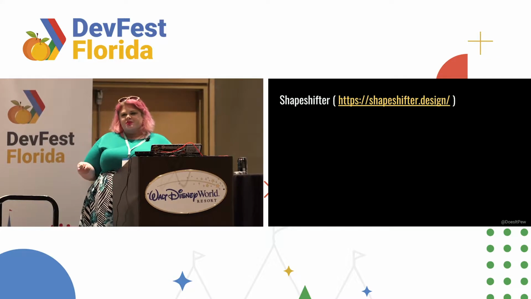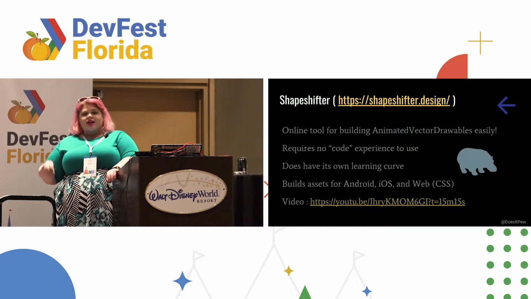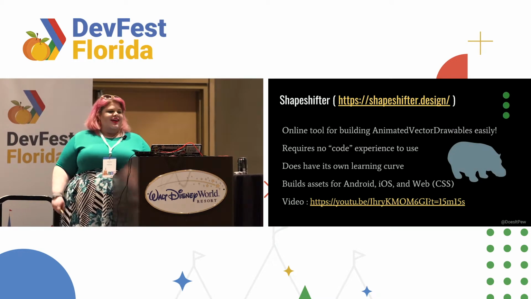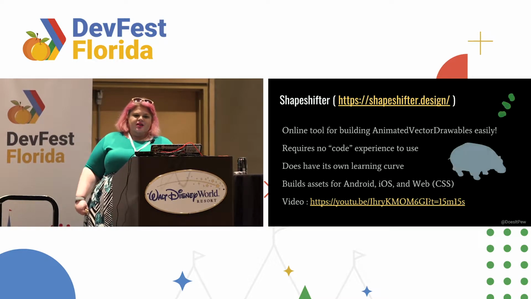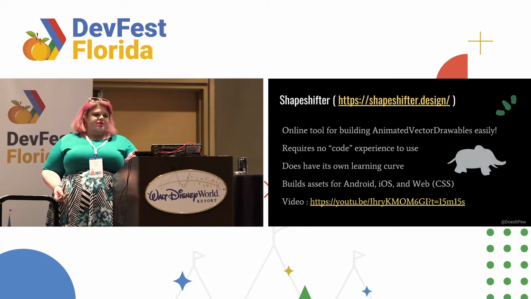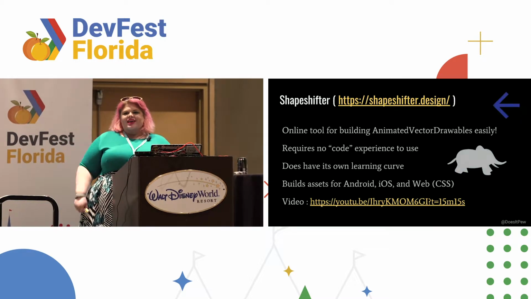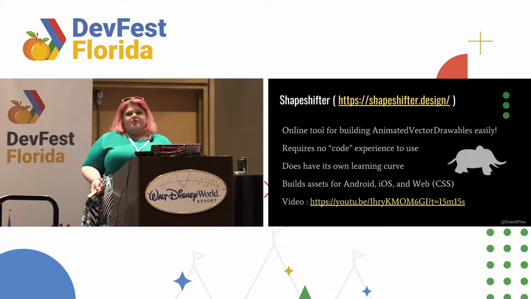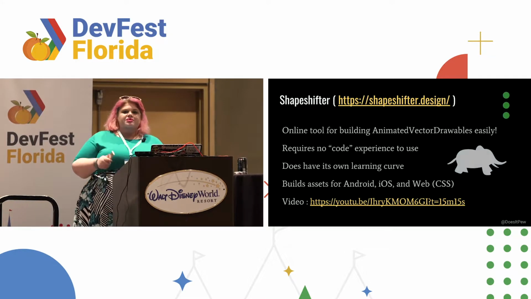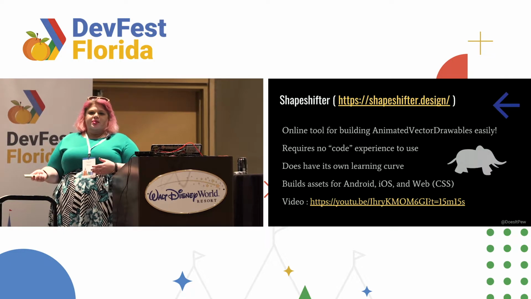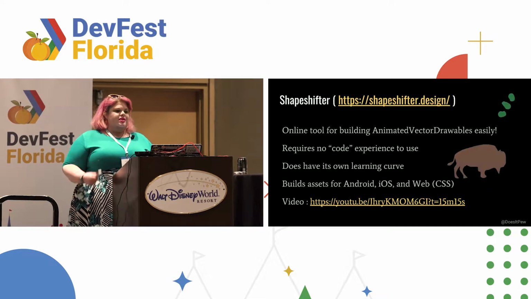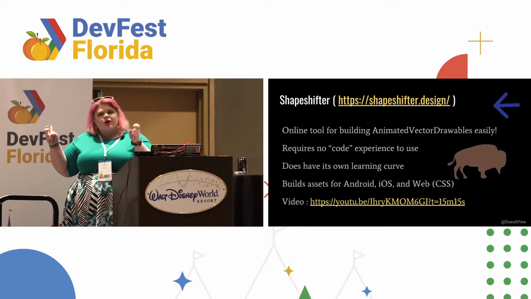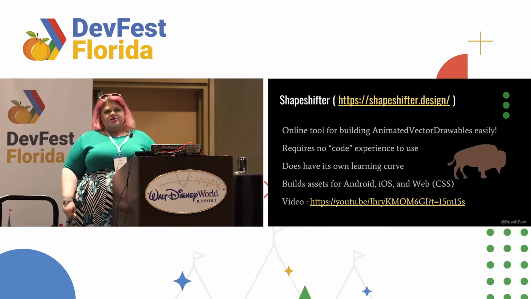Shapeshifter. I touched on this just a moment ago. Shapeshifter, again, another Alex Lockwood product, is this online tool for building animated vector drawables very easily. So what you see there is it doing those transitions between the buttons and the button states. If you actually look at a number of Google's applications, they're using vector drawables that are built using Shapeshifter in those production applications because it's so much easier to build an animated vector drawable. So it's an automated tool. It requires no code experience to use, but it does have its own learning curve.